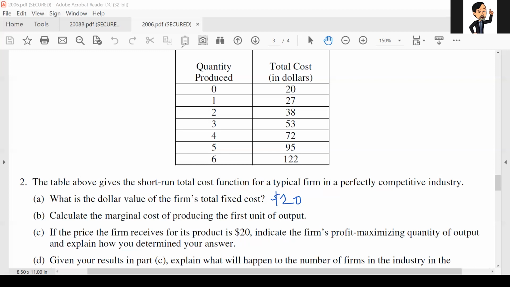All right, so yes, the fixed costs are the costs that are associated with 0 units of output. Calculate the marginal cost of producing the first unit of output. What is it? $7. 7 balloons. All right, good.